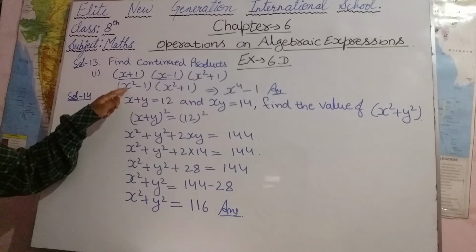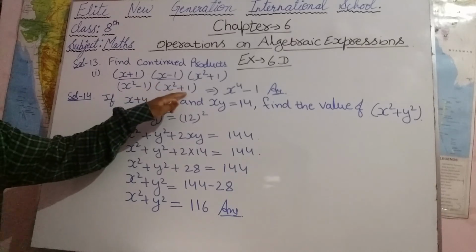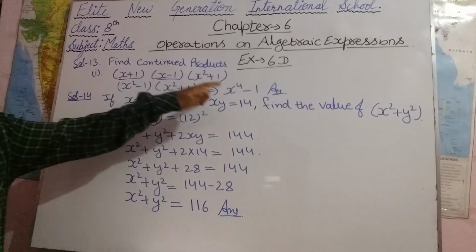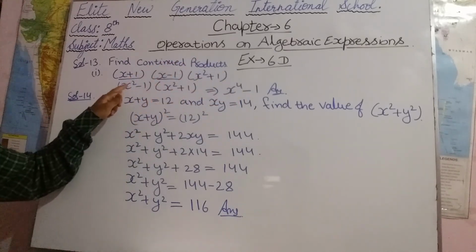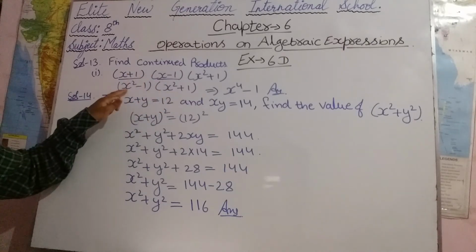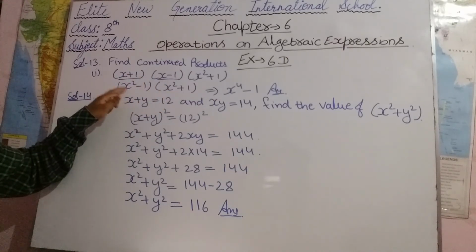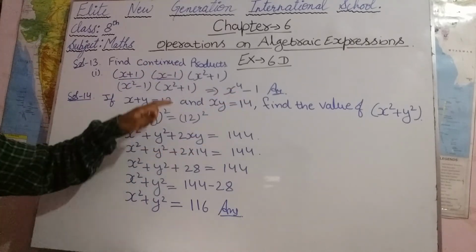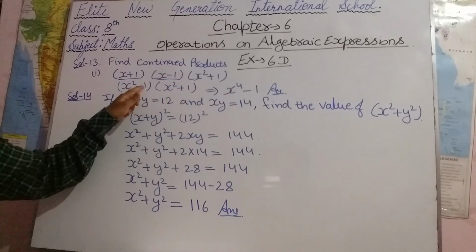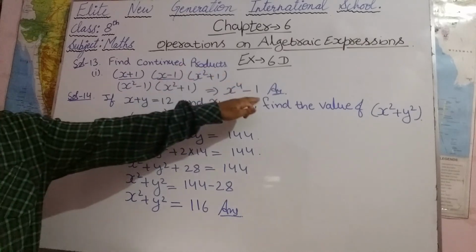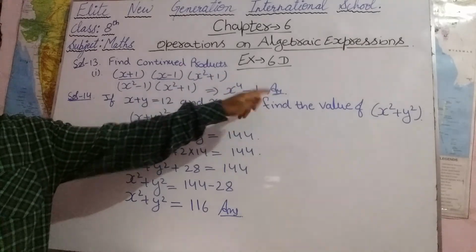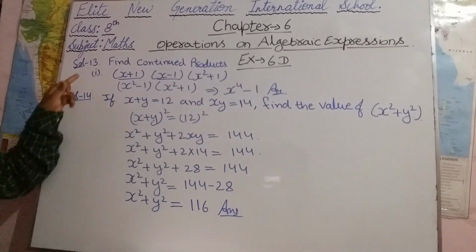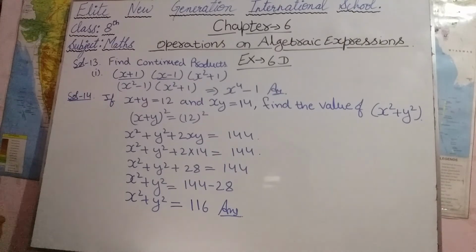Now we have to multiply it with x square plus 1. So here (x square - 1)(x square + 1) will become x power 4 minus 1, as (a - b)(a + b). The value of a is x square, so x square squared will be x power 4, and minus the value of b here, 1, so 1 square will be 1. So x power 4 minus 1 will be the answer. Now the remaining part of question number 13 you can try. Now after this, see question number 15.